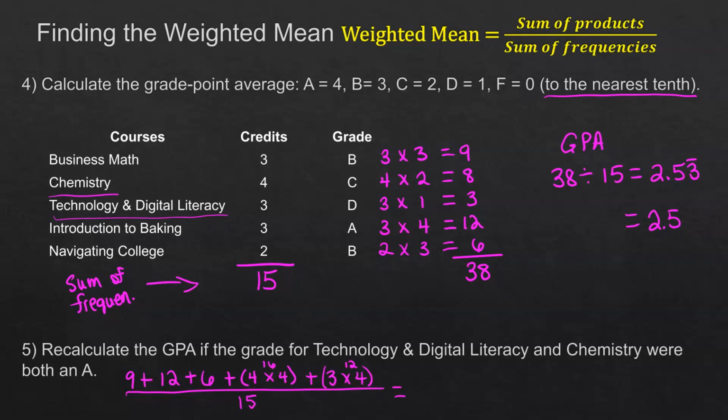So when we add these up this time, we're going to have a total of 55 and divide that by 15. That turns out to be a 3.6, right? We put the bar over that. The 6 is repeating, and that rounds to 3.7 for the GPA on that. So you can see how much a difference that makes, making those A's versus a D and a C that we made initially on that. All right, so that is finding a weighted mean for GPA.